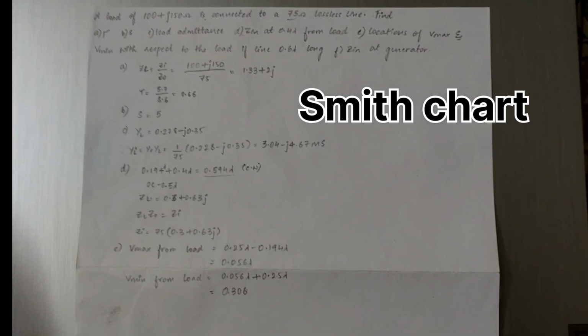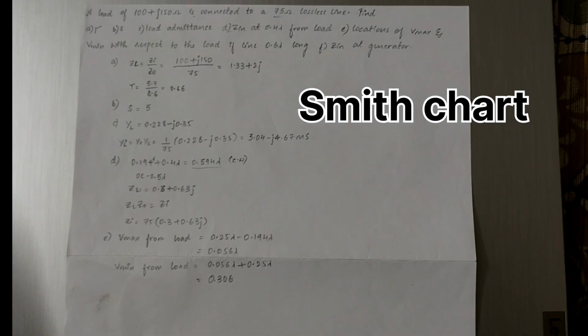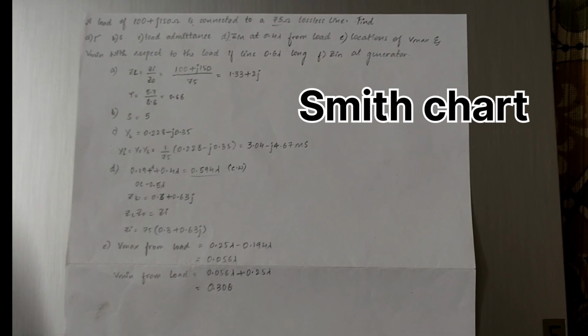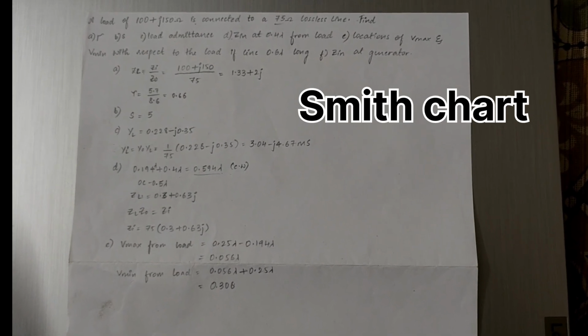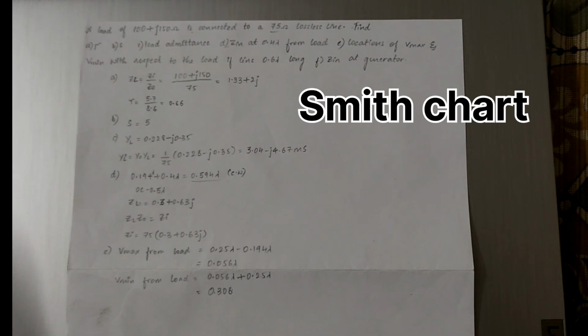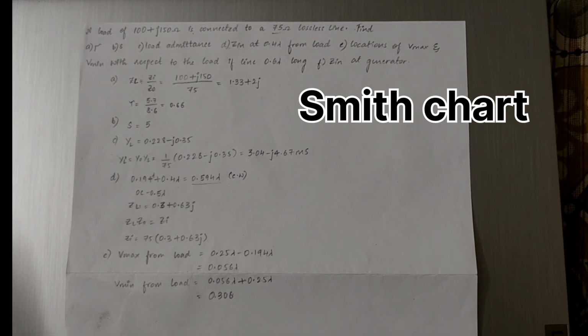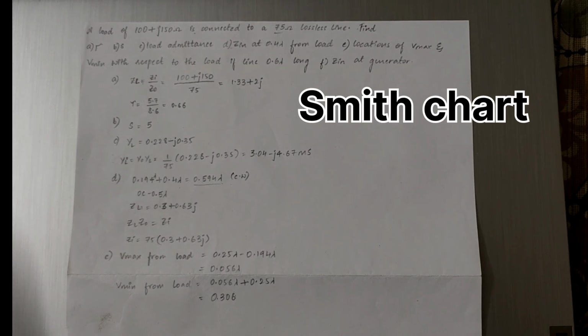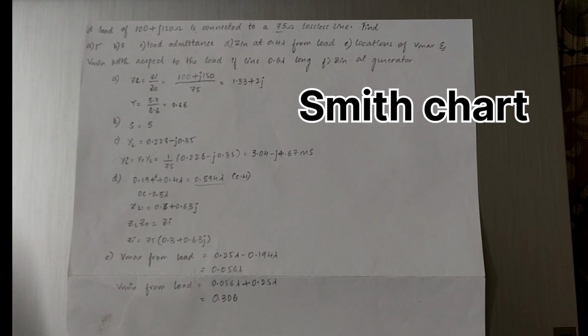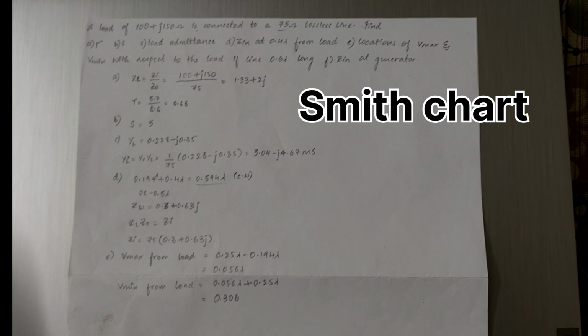See, read the question. A load of 100 plus j150 ohms is connected to a 75 ohm lossless line. Find tau, S, load admittance, Zin at 0.4 lambda from the load, locations of Vmax and Vmin with respect to the load, if the line is 0.6 lambda long, then find Zin at the generator.